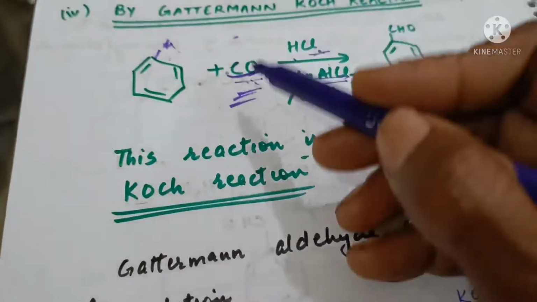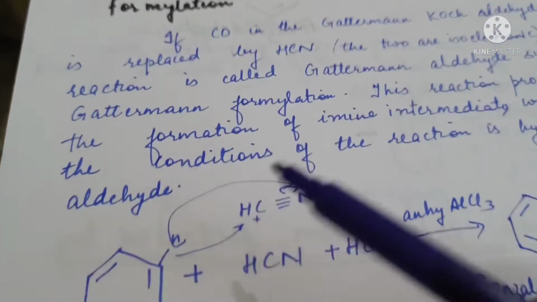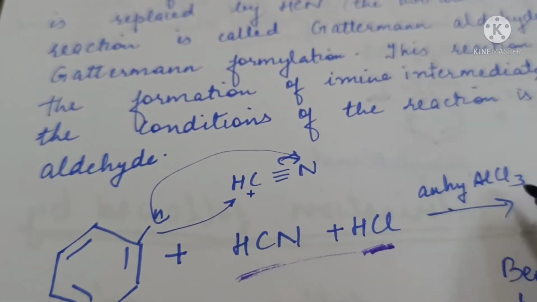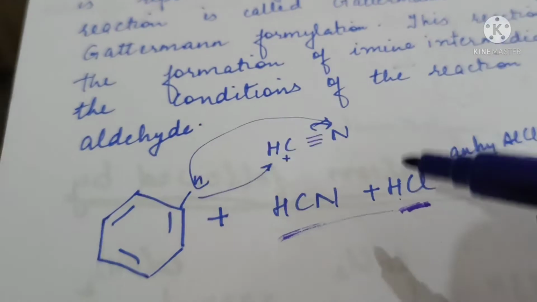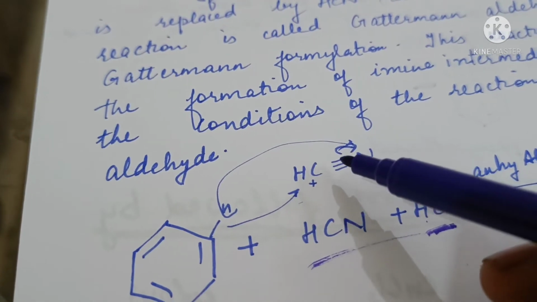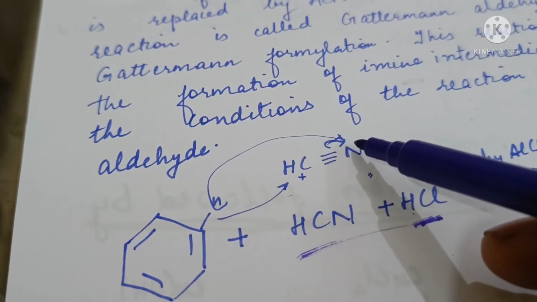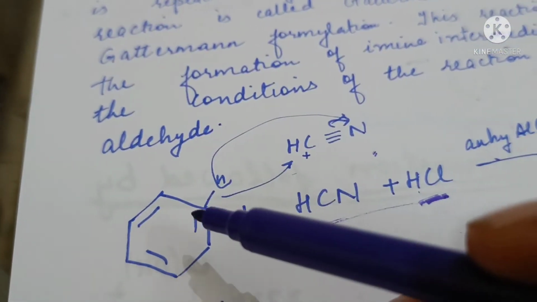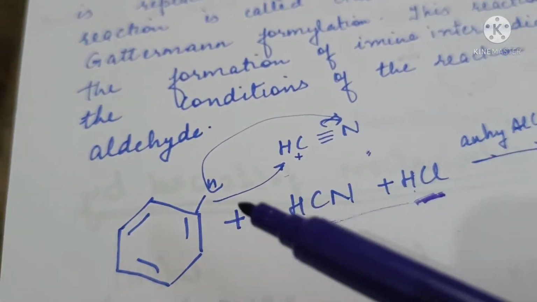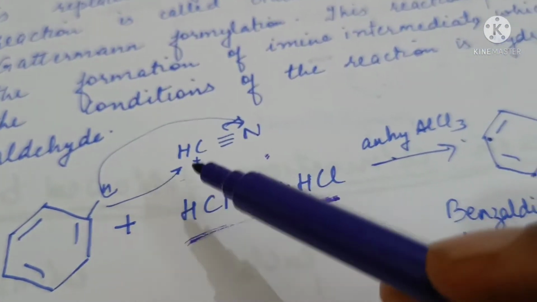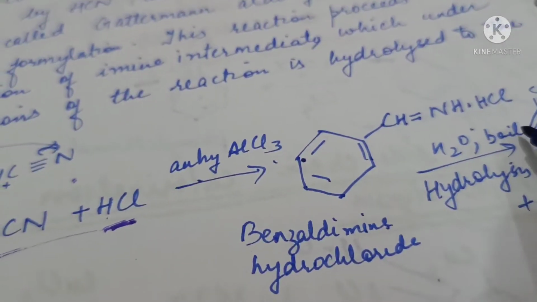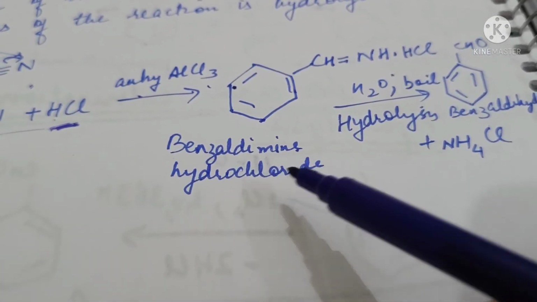Then if we use, in place of carbon monoxide, hydrogen cyanide in presence of HCl and anhydrous aluminium chloride, then in the HCN we have a triple bond between carbon and nitrogen. Nitrogen is more electronegative. The electrons move here, so positive charge comes here, and electrons will move to this positive charge, whereas the hydrogen will move to nitrogen to form C6H5CH double bond NH, and HCl also gets attached. Now this is benzaldimine hydrochloride.